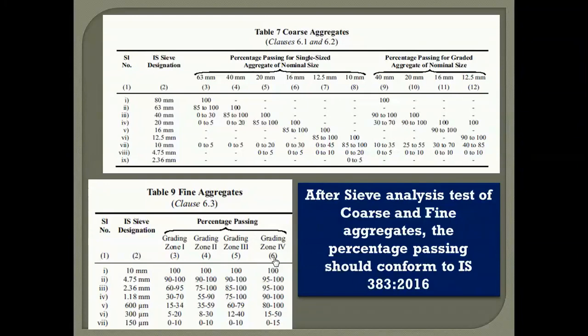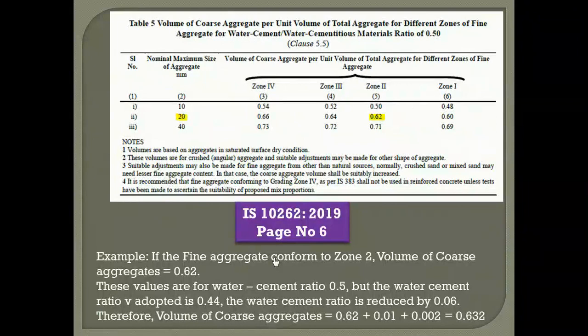They will say whether the coarse aggregate conforms to IS 383 or not, and for fine aggregate they will say which zone it is in. They will not ask you to find it; they will only give which zone the fine aggregate is in, and say the coarse aggregate conforms to IS 383 2016. This value will be given in the question itself, so don't worry.